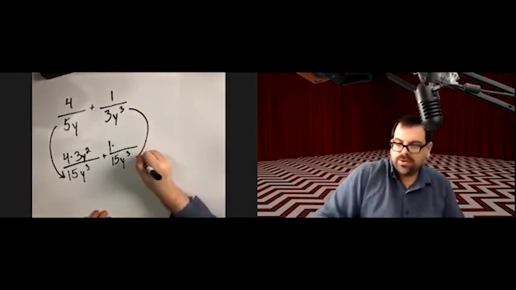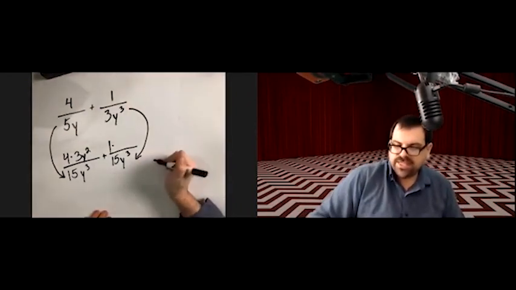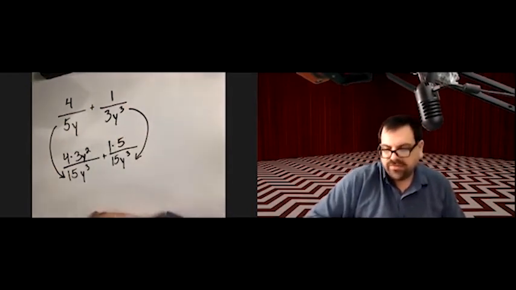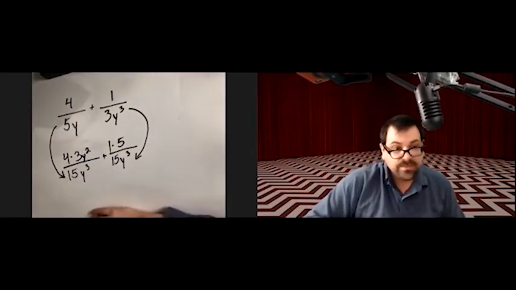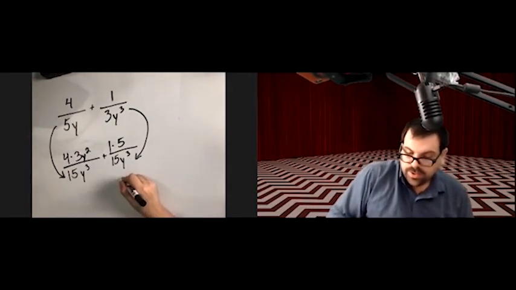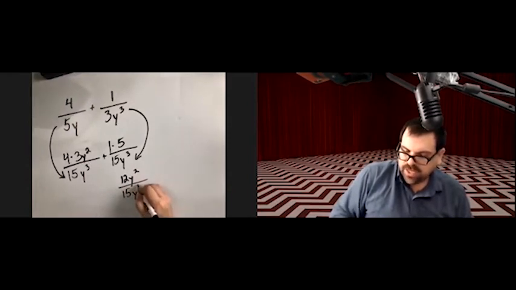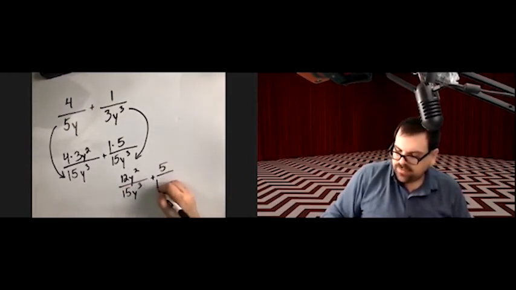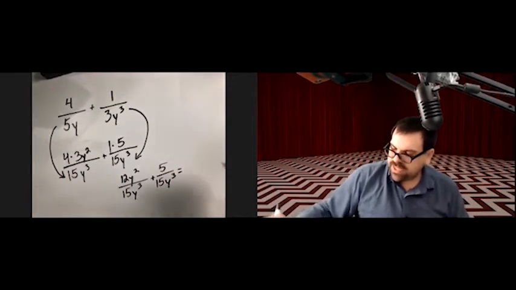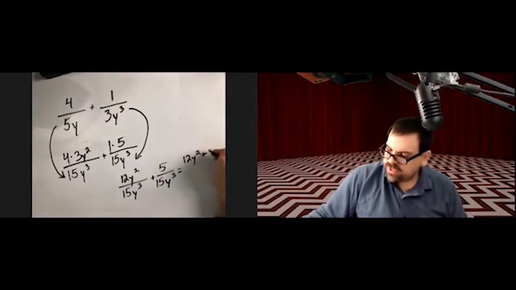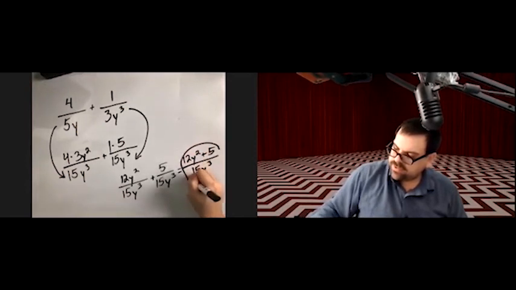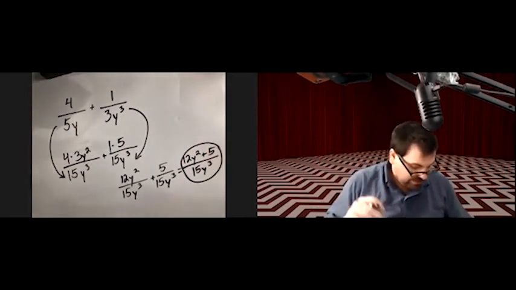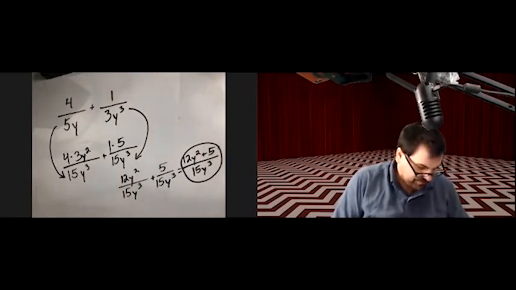Over here, 3y cubed times what is 15y cubed? We just need the 5. 3 times 5 gives us the 15. We already have the y cubed. So 12y squared over 15y cubed plus 5 over 15y cubed gives us 12y squared plus 5 over 15y cubed. Nothing factors, and therefore nothing cancels.